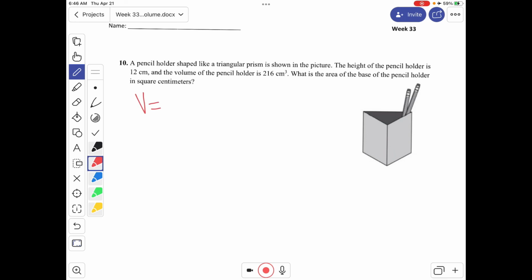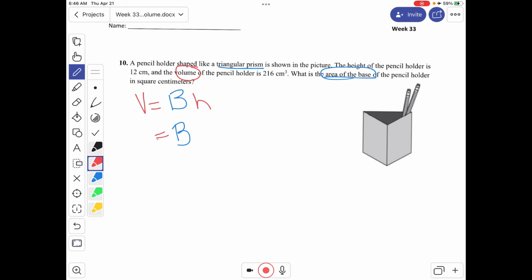Just a little bit different on this one. It talks about volume of a triangular prism. So that's going to be area of the base times the height. But this time it's asking for what is the area of the base. So we don't need to plug in a formula. That's what we're going to be looking for.